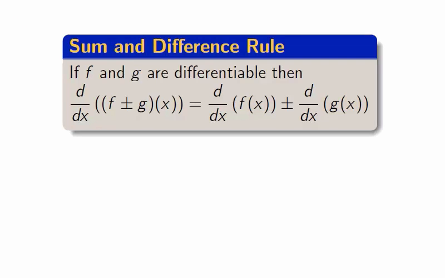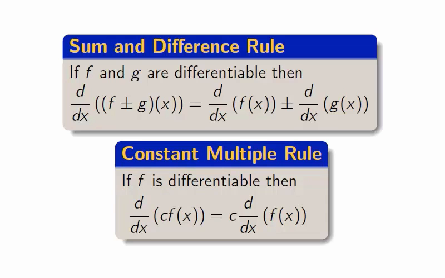In this section, we will discuss two rules for differentiation. The sum and difference rules for differentiation state that if functions f and g are differentiable, then the derivative of the sum or difference equals the sum or difference of the derivatives. The order is irrelevant. The constant multiple rule for differentiation states that if c is a constant and f is differentiable, then the derivative of c times f equals c times the derivative of f.